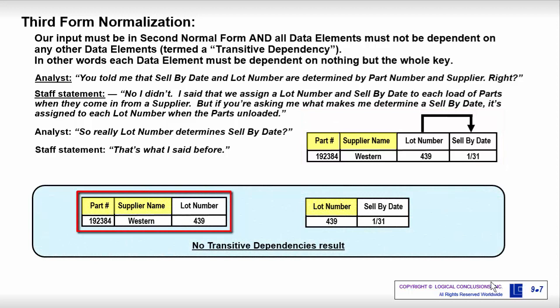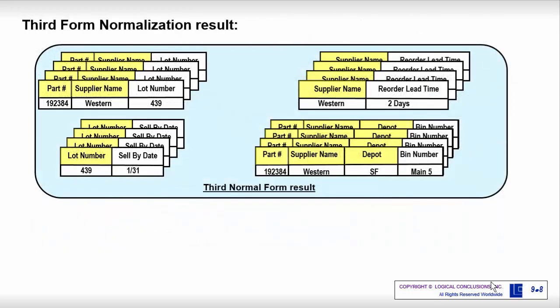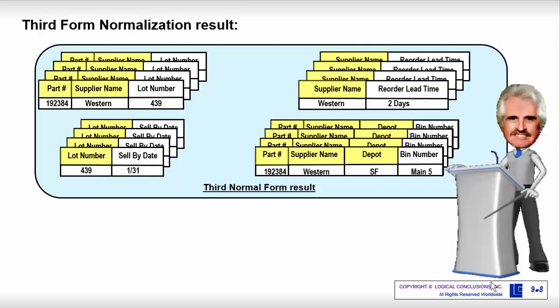So now we form two tables. One shown on the lower left indicating that a part number and a supplier name is needed to get to a lot number, and one shown on the lower right indicating that a lot number is needed to get to the sell-by date. So here's the result of applying third form normalization to our parts location file. These four sets of data have no redundancy and are considerably easier to update when business policy changes.